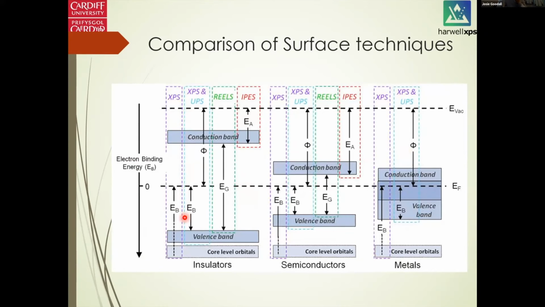This table looks rather complicated, but it basically shows the different techniques applied on different materials. You can see that XPS can be applied to most materials, but for certain materials, UPS could work out their work function or the band gaps.